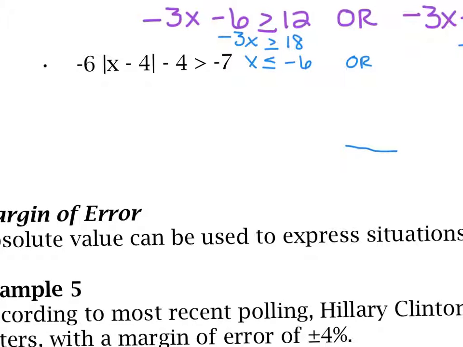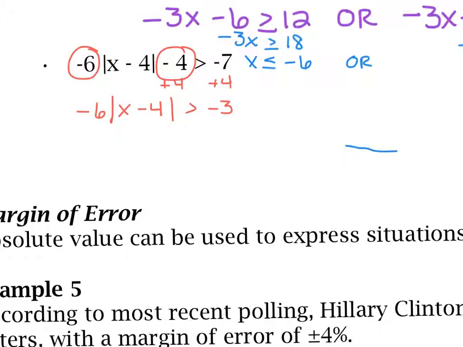With the third one, you've got to get rid of that other junk outside of the absolute value before you start. So I've got this negative 6 that needs to move and this minus 4 that needs to move. And just like I would in any other equation, I'm going to start with the minus 4. So I'm going to add 4 to each side so you can see what I'm doing here. So now I have negative 6 times the absolute value of x minus 4 is greater than, let's see, that would be negative 3.